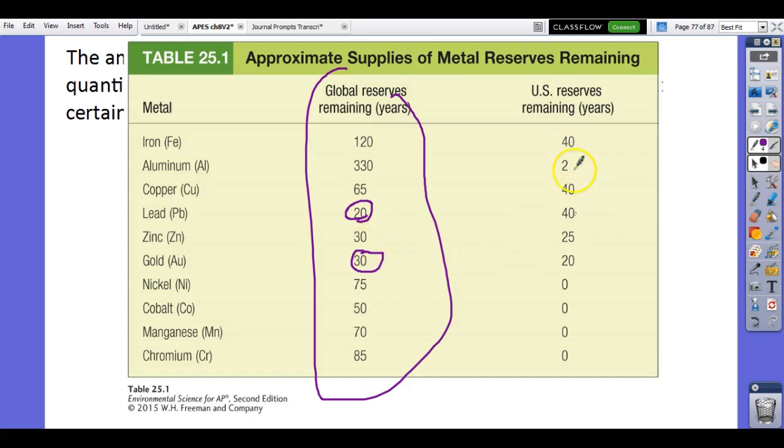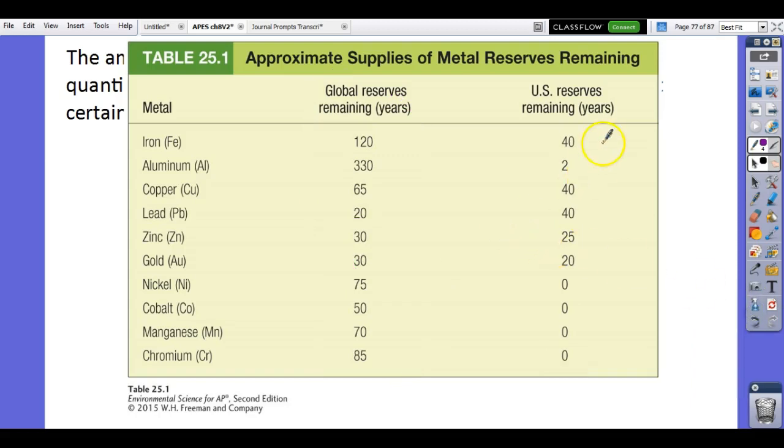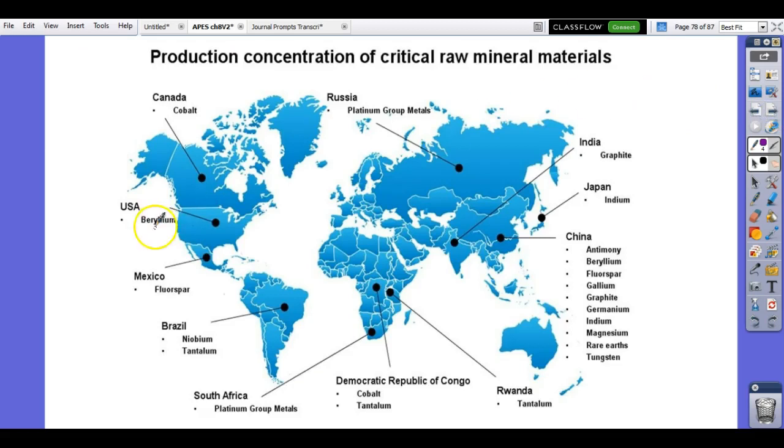Okay? In the U.S., either we didn't ever have any or we already used it all up. It doesn't really matter if we run out in the U.S. because we'll just buy some from a different country. Right, but we already do a lot of that because there are only certain resources that are found in the United States. So here's a map.